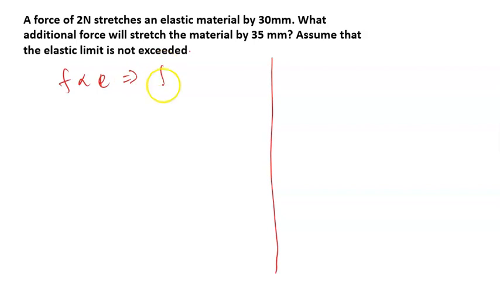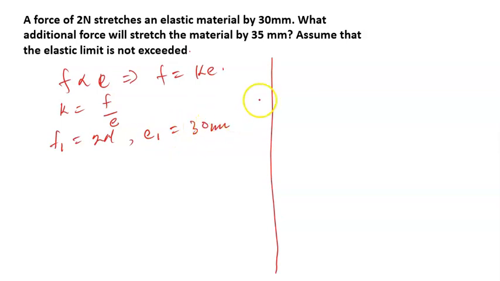That implies that F is equal to Ke. So I can say that K is equal to F over e. There are two instances here. The force of 2 newtons stretches an elastic material by 30 mm. I prefer to call that F1 equals 2 newtons, and its extension e1 equals 30 mm. What additional force, F2, is unknown, to stretch the material by 35 mm.